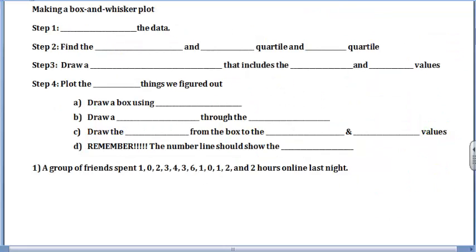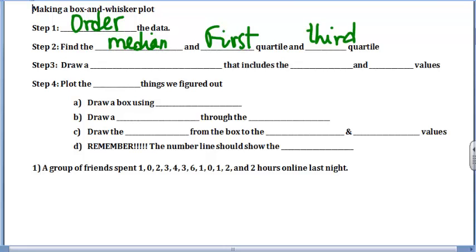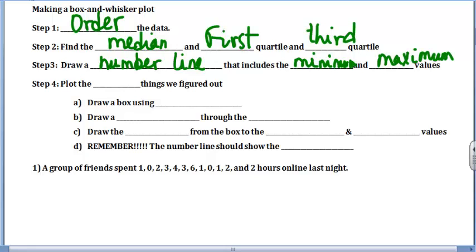The first step is to order the data. The second step is to find the median, the first quartile, and the third quartile. Then we are going to make a number line which will include the minimum and maximum values. So this is just how to make a box and whisker plot. And then we are going to plot the 5 things we figured out.